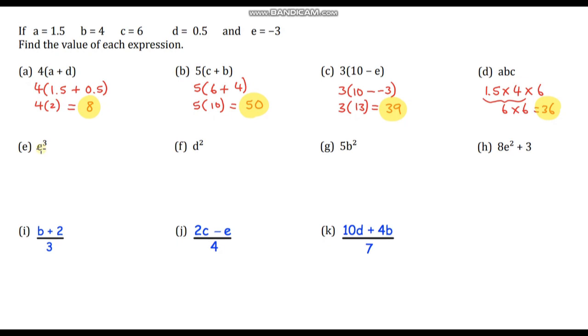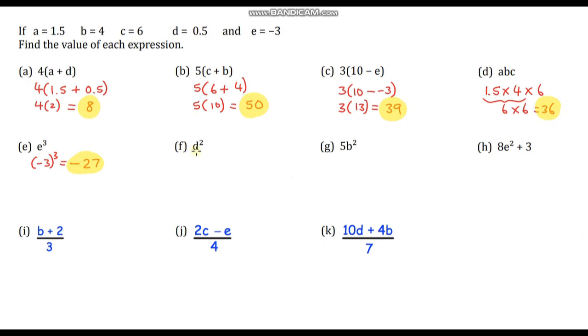Question E is E cubed. And we know that E is negative 3. So it's going to be negative 3 cubed. So that's just negative 3 times negative 3 times negative 3. If we multiply 3 negative numbers together, we're still going to get a negative answer. And then 3 times 3 times 3 is 27. So our final answer is negative 27.